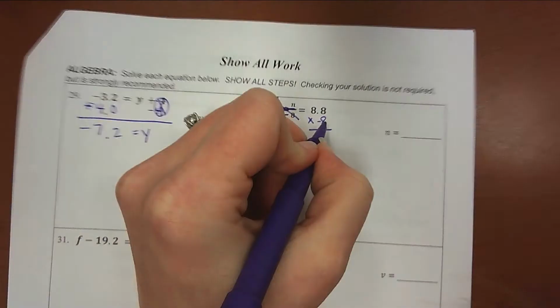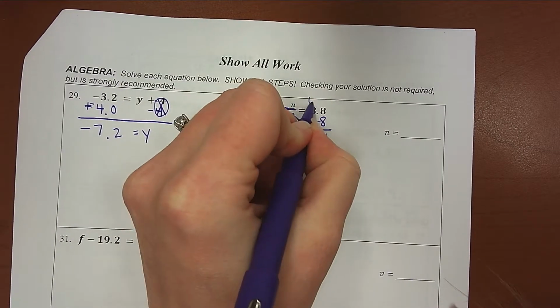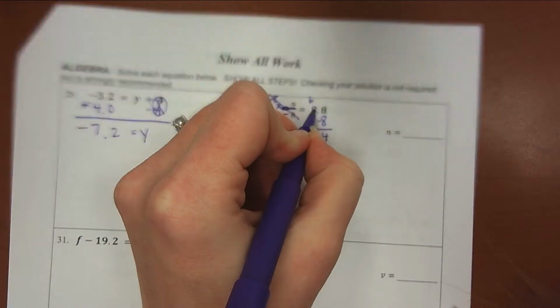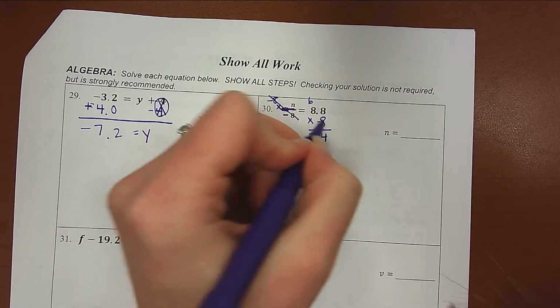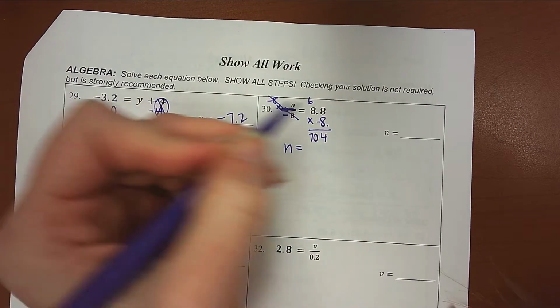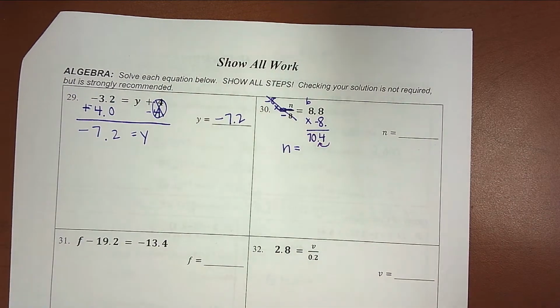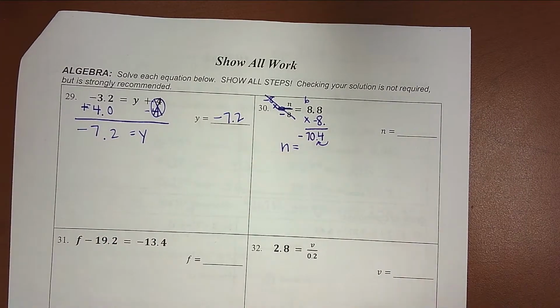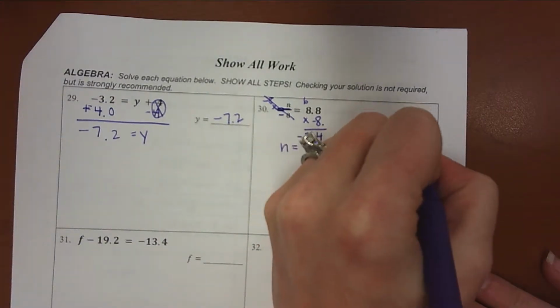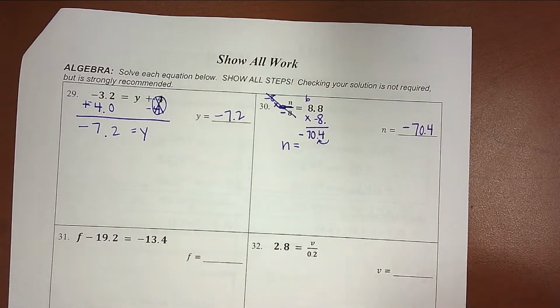And now I'm going to do my division. 8 times 8 is 64. 8 times 8 is 64, plus 6 is 70. There's one number after this decimal. There's no numbers after this decimal, so that means there's one decimal in my answer. And I know that a positive times a negative is a negative, and so n here is equal to negative 70 and 4 tenths.